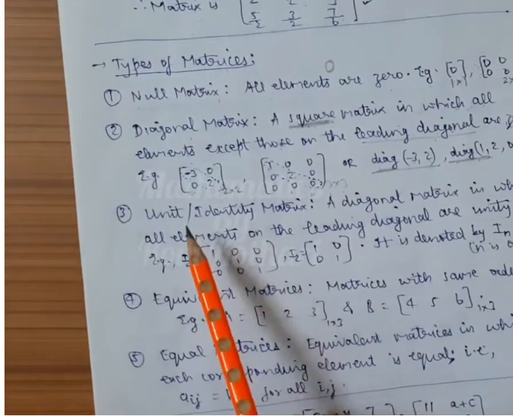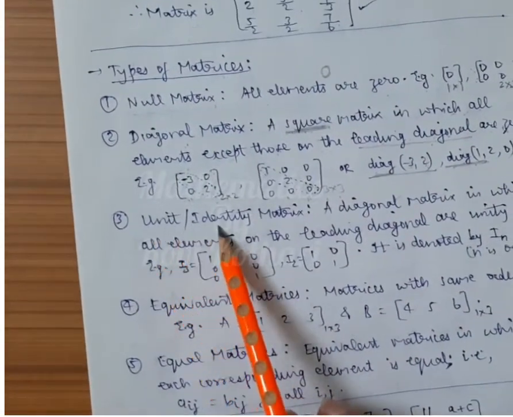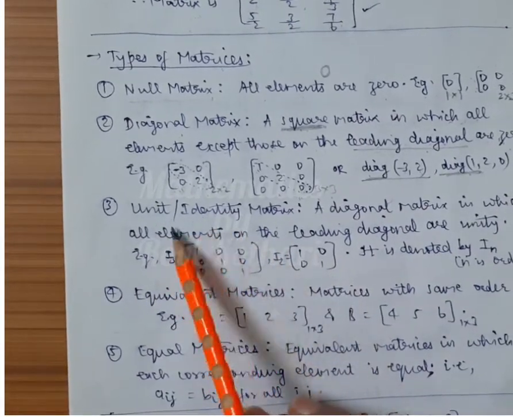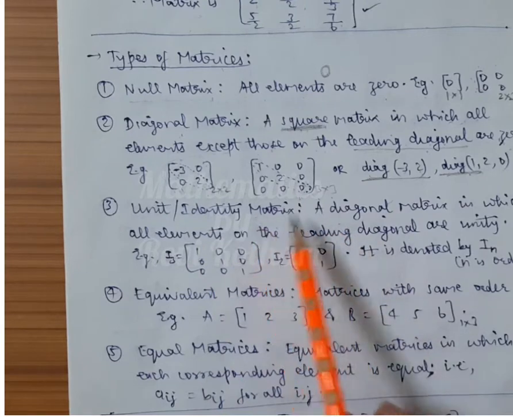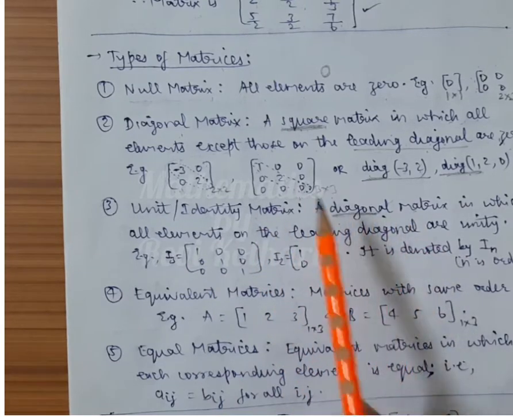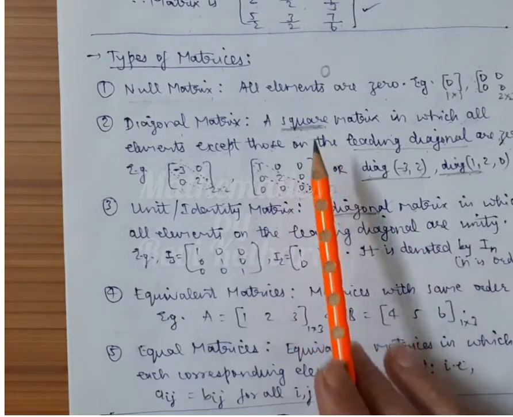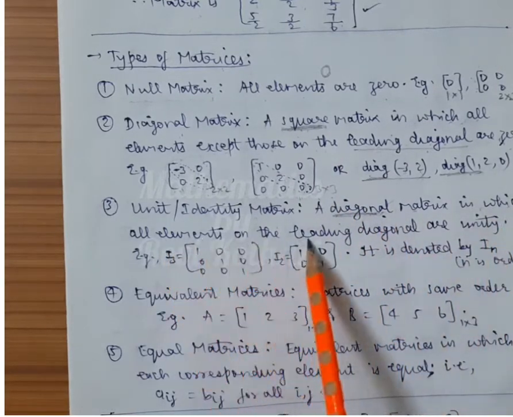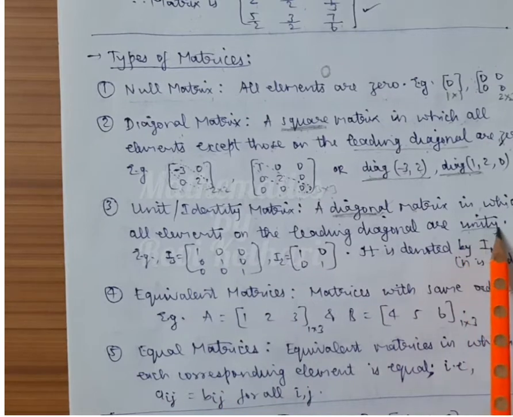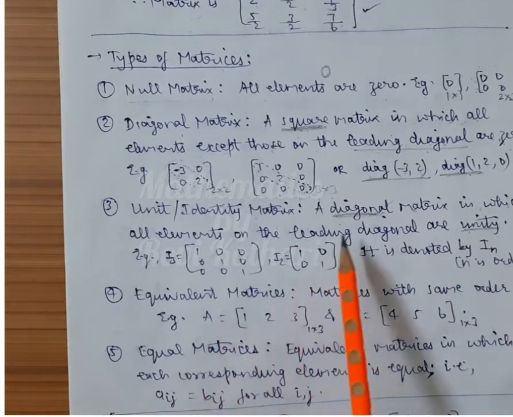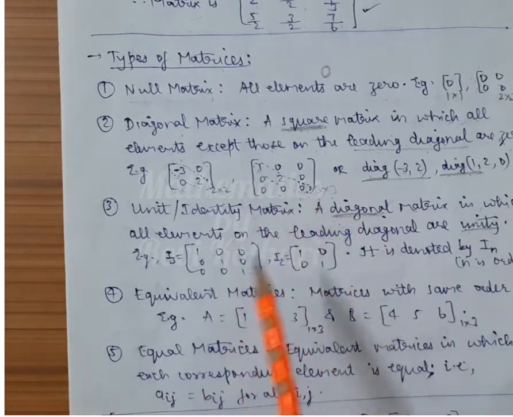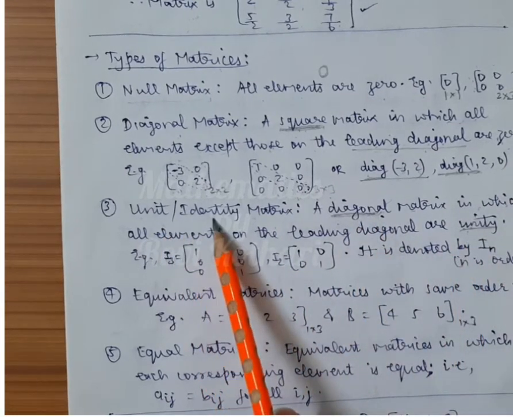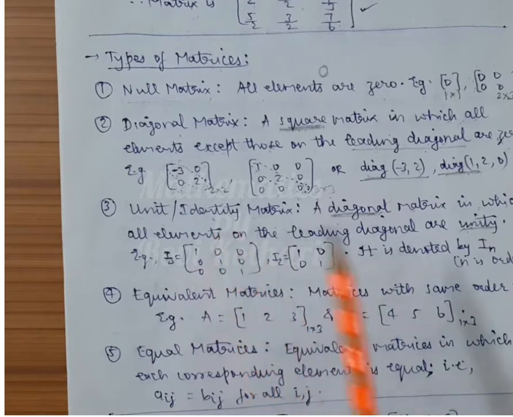Moving on to the third type. The third type is unit or identity matrix. We call it by both the names. Now, what is this? It is a diagonal matrix firstly, which we have already seen. So now we are talking about a diagonal matrix in which all elements on the leading diagonal are unity. You know what is unity? Unity is 1. So if all the elements on the leading diagonal in a diagonal matrix are 1, then we say that it is a unit or identity matrix, denoted by I.